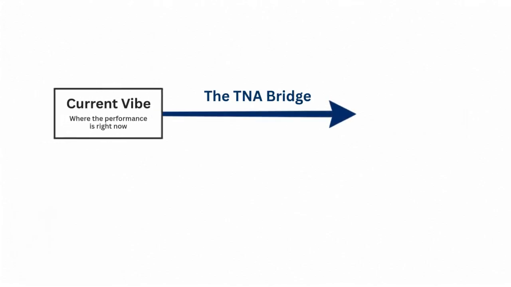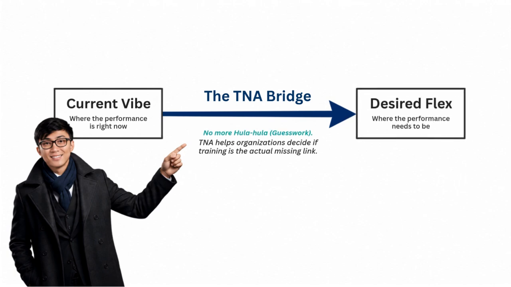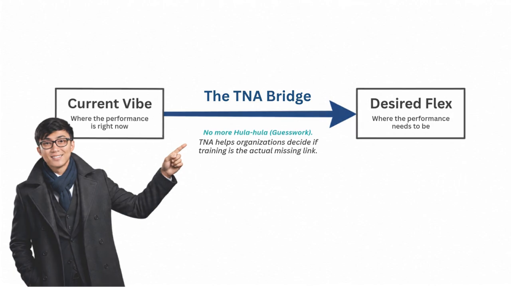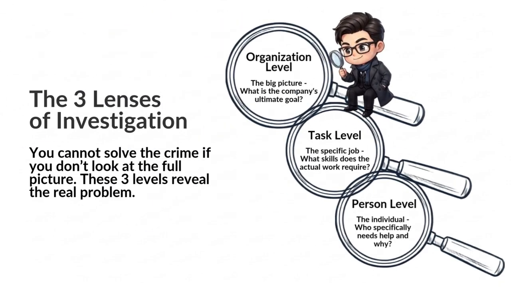TNA helps us understand the current performance and helps organizations decide if training is the actual missing link by identifying the gap and getting to where the performance needs to be. The 3 levels of TNA are organization level, task level, person level.